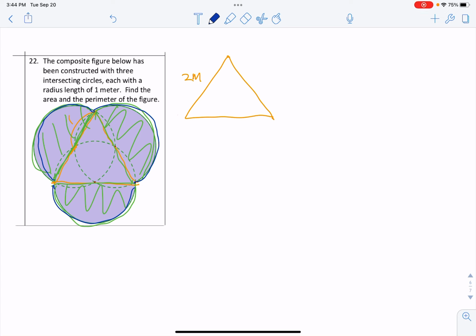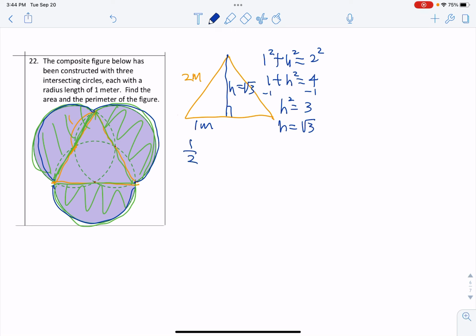To find the area of the equilateral triangle in the center, with side 2 meters, if you draw the height, it will be 1 meter here. Then 1 squared plus h squared equals 2 squared. So 1 plus h squared equals 4. If you subtract 1, h squared equals 3, then take the square root, h will be the square root of 3. So the area of the triangle will be 1/2 times base 2 and height root 3. So it will be root 3 meters squared.